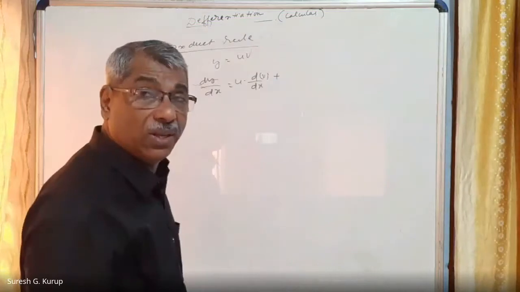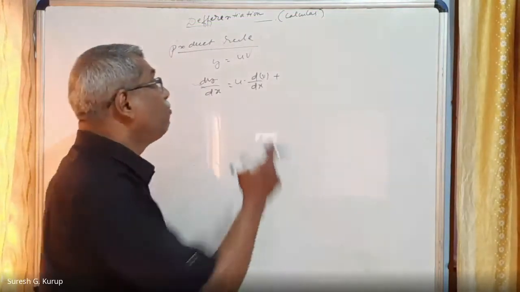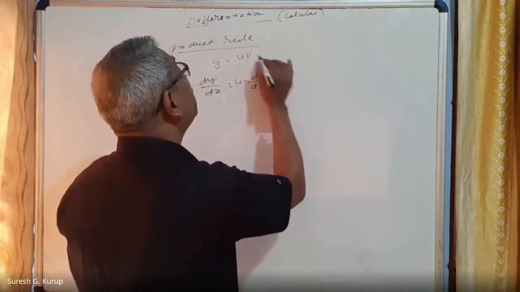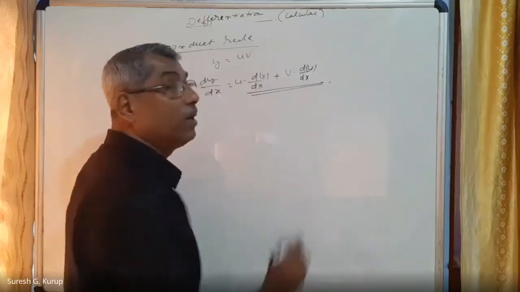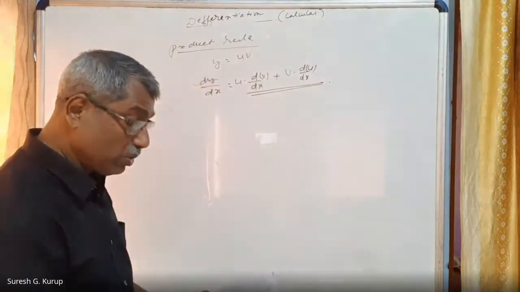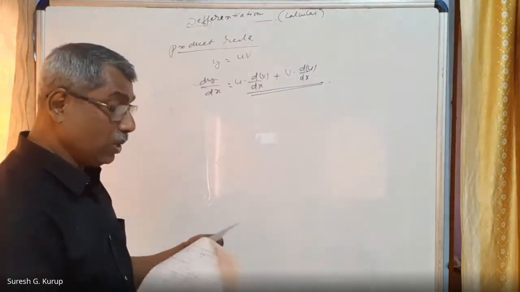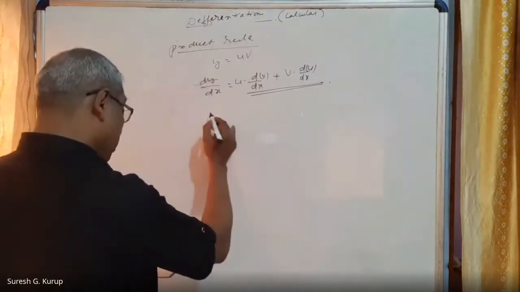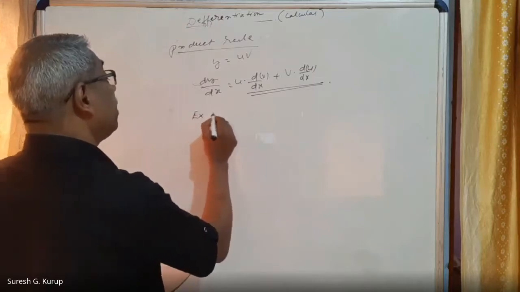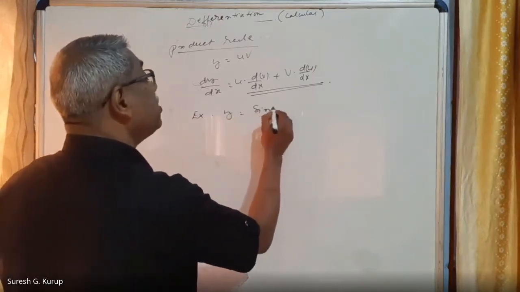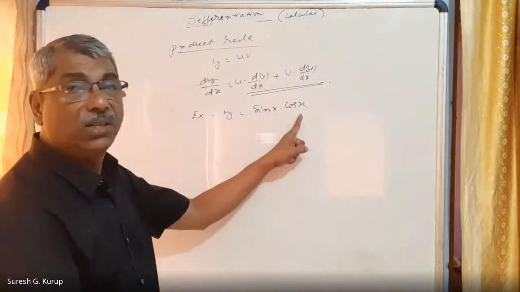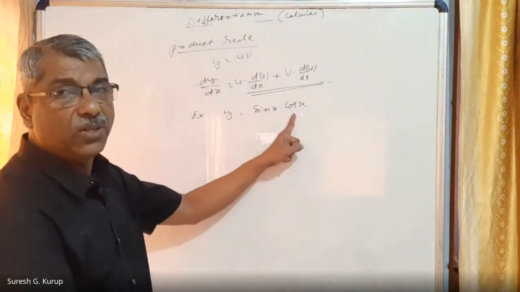This is the product rule only. So when we differentiate a product, first quantity as it is into differential of the second plus second quantity into differential of the first quantity. This is what is called the product rule. An example also I can write. A very simple example: y is equal to sin x into cos x. This is u and this is v. U is a function of x and v is also a function of x.